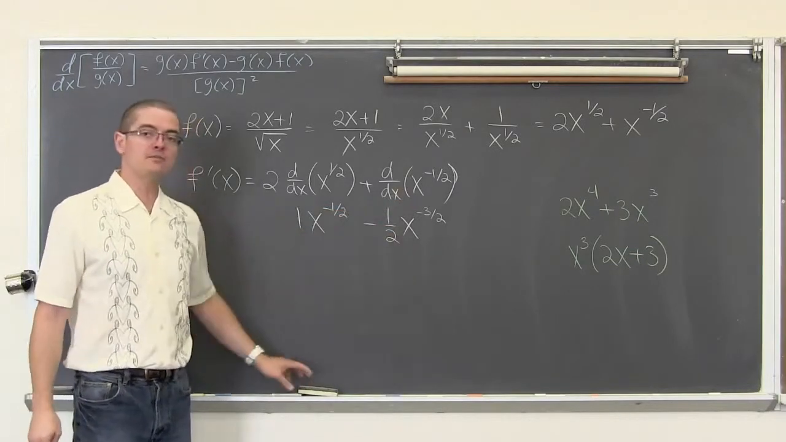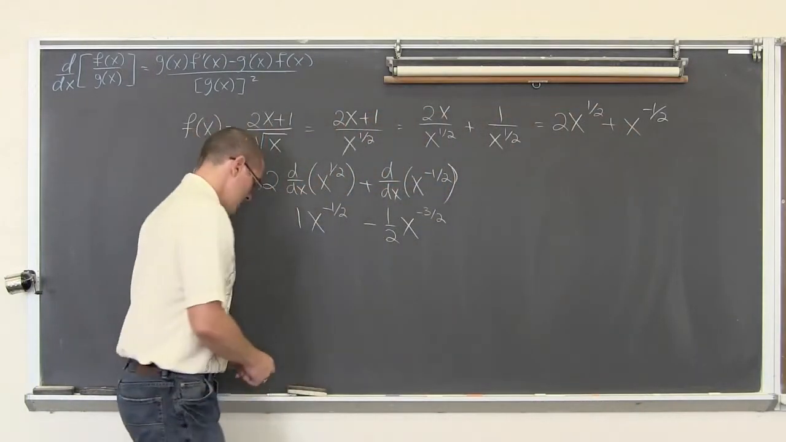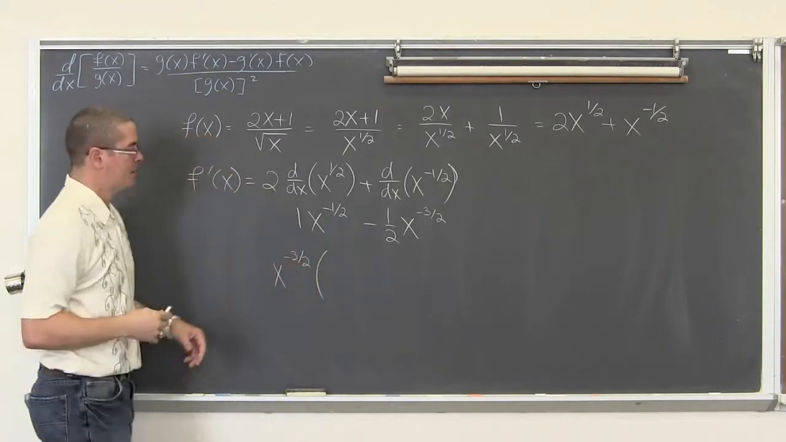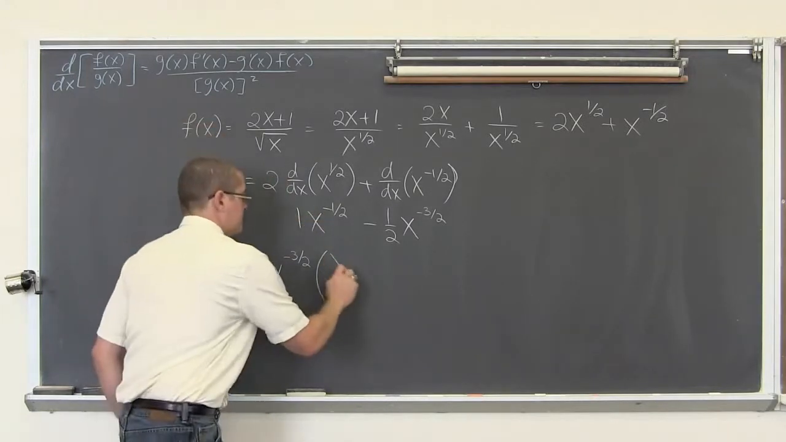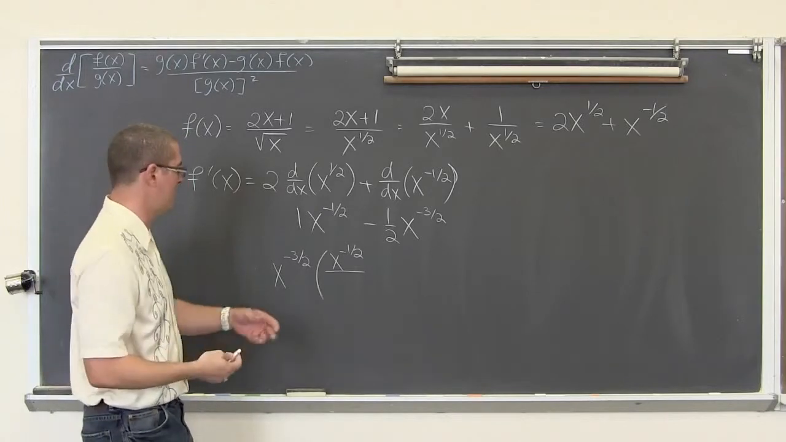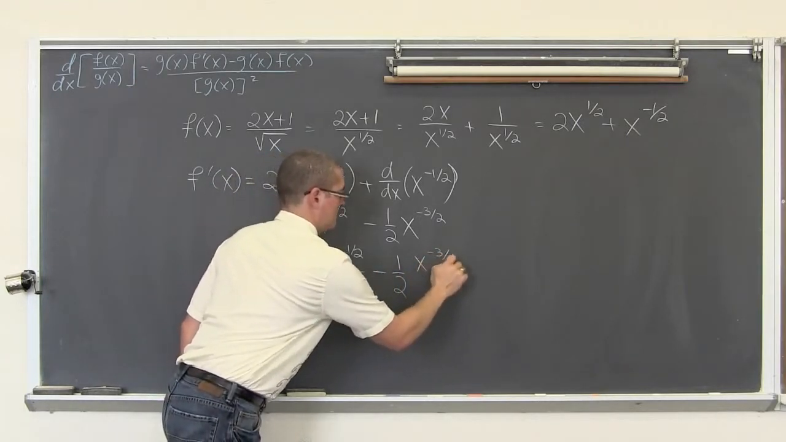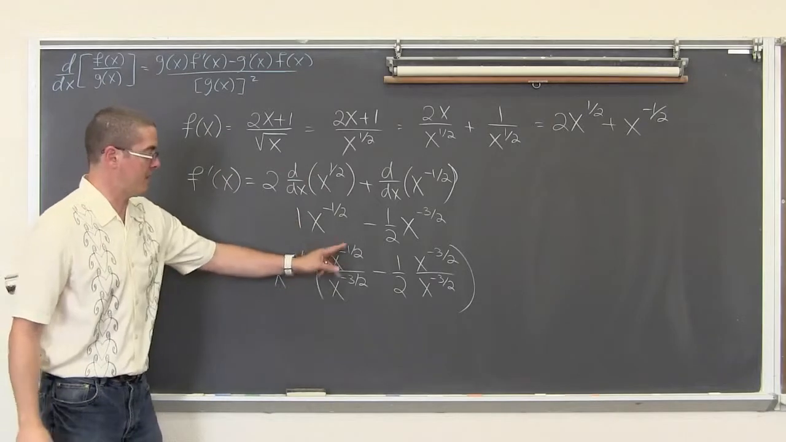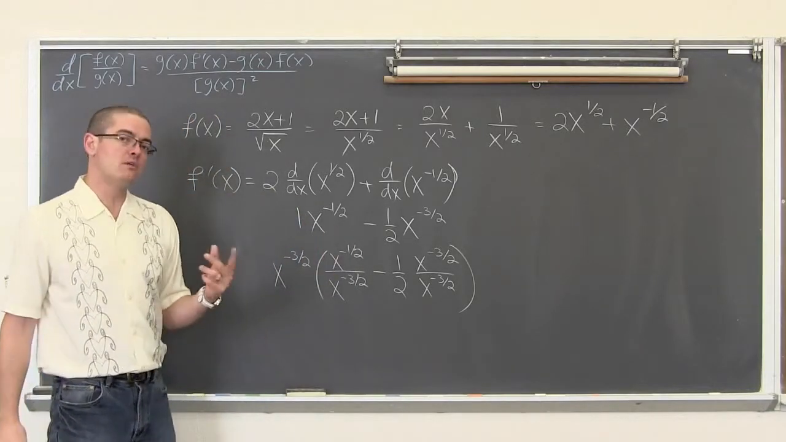Well, between negative 1/2 and negative 3/2, which one is the lowest value? The lowest value is the negative 3/2. So we're going to factor out x to the negative 3/2. What do you do when you factor out? You divide it out. I just want to point out that when you divide like bases, you subtract the exponents. So from each of these, we're going to divide out x to the negative 3/2. So negative 1/2 minus a negative 3/2 is negative 1/2 plus 3/2. Well, that's equal to 2 over 2, or 1.